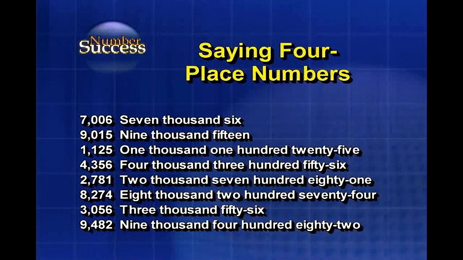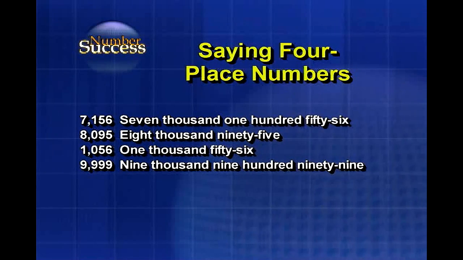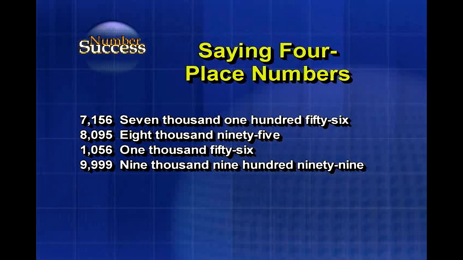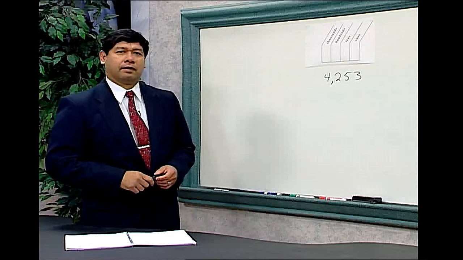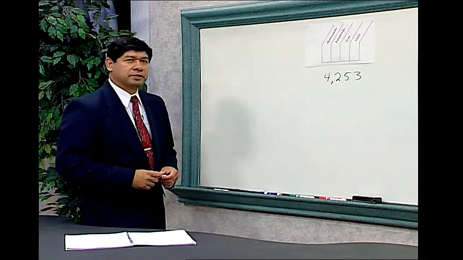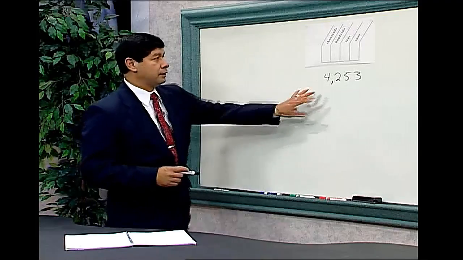2781, 8274, 3056, 9482, 7156, 8095, 1056, 9999. Okay, how many thousands, hundreds, tens, and ones are in this number?